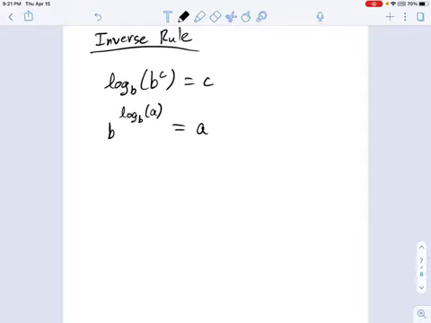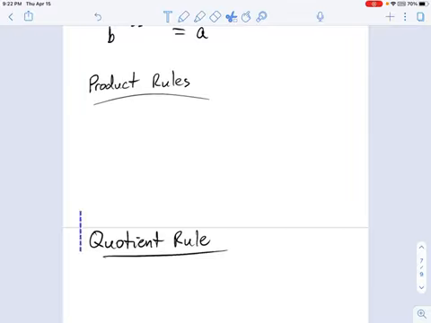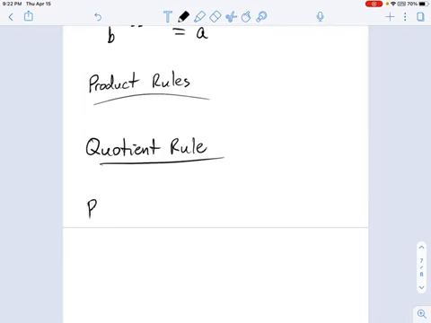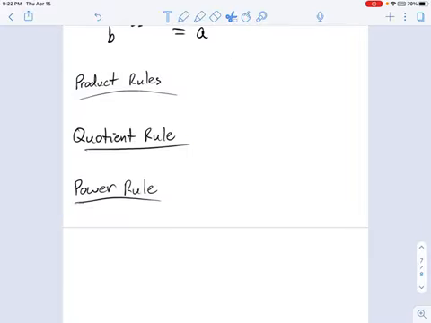And the last set, these are the new ones that we're getting into and some of the most useful. These are called product rules. And another one is called the quotient rule. And the last one is called the power rule. Okay, you have these three rules, and these are some of the most frequently used rules of logarithms, and they're pretty simple.